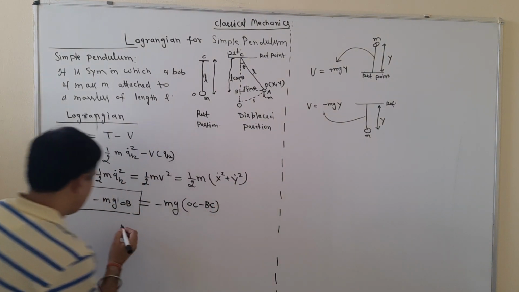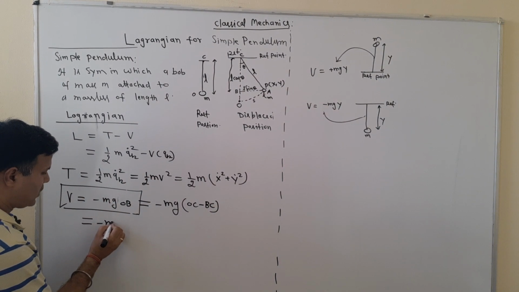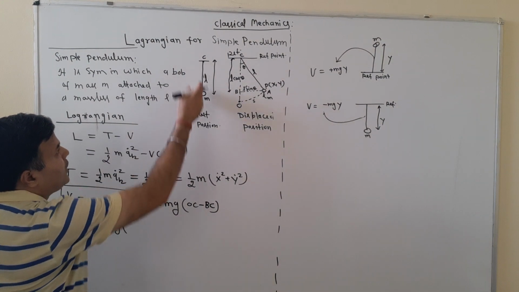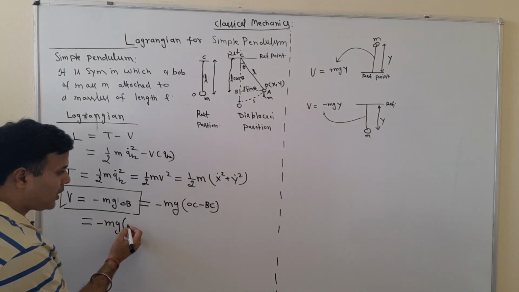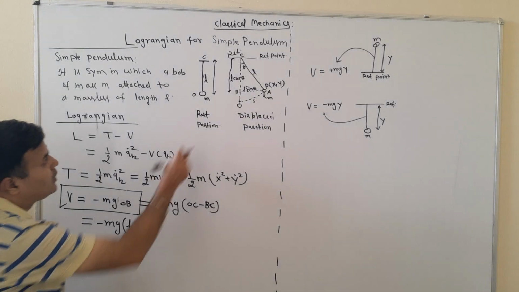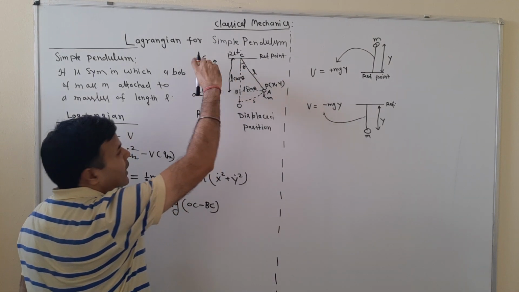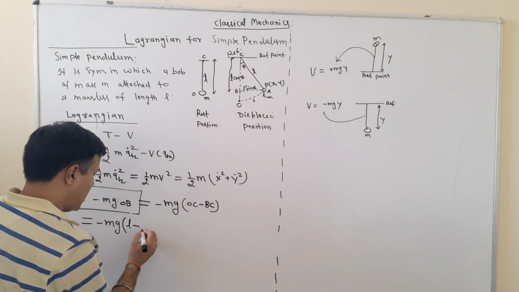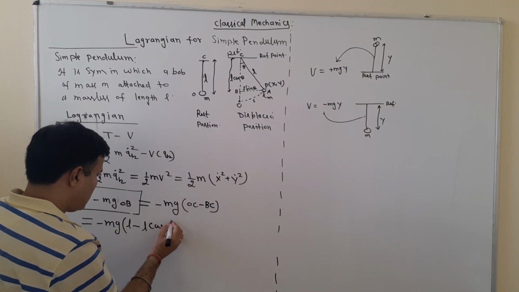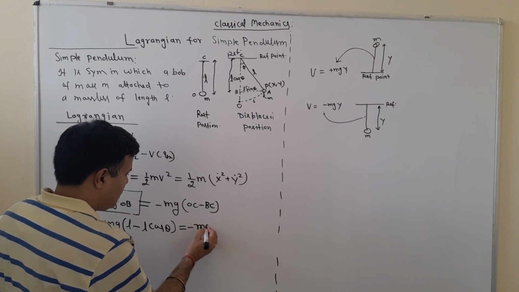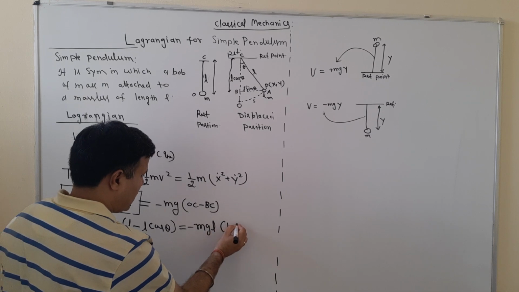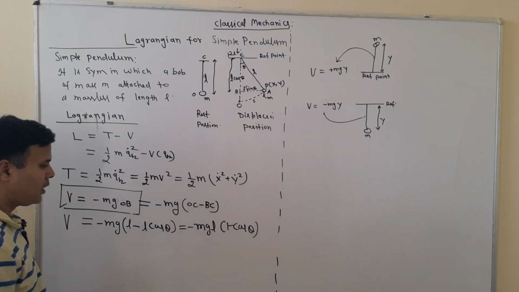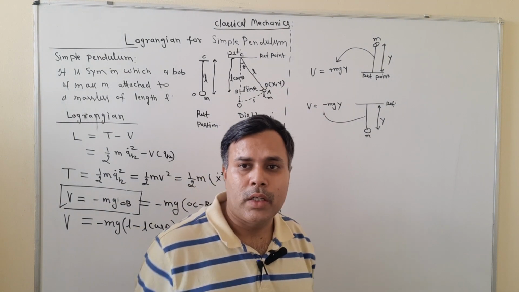So this can be written as minus mg, and what is OC? OC is simply L, the length of the string L, and what is this BC? BC is simply L cos theta, and OC is L. So from geometry we can simply write mgL(1 minus cos theta). This is our potential energy expression for this conservative system.